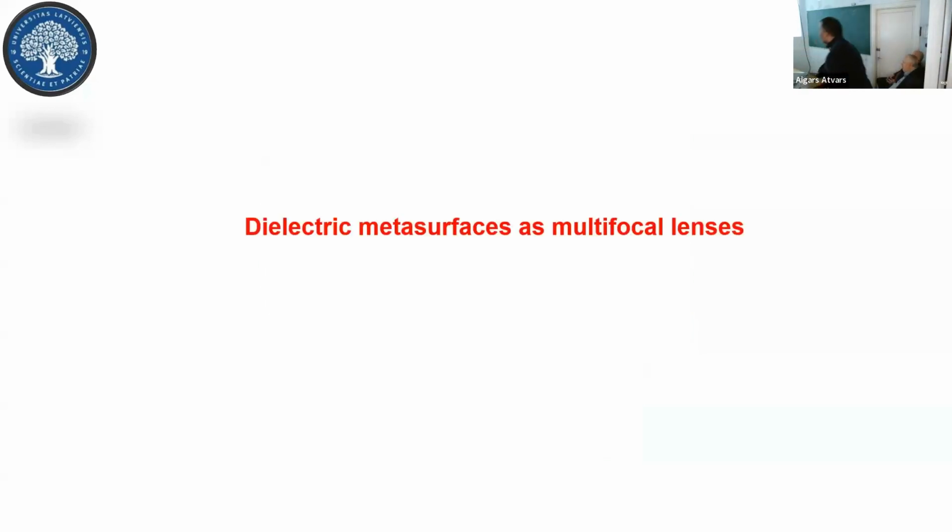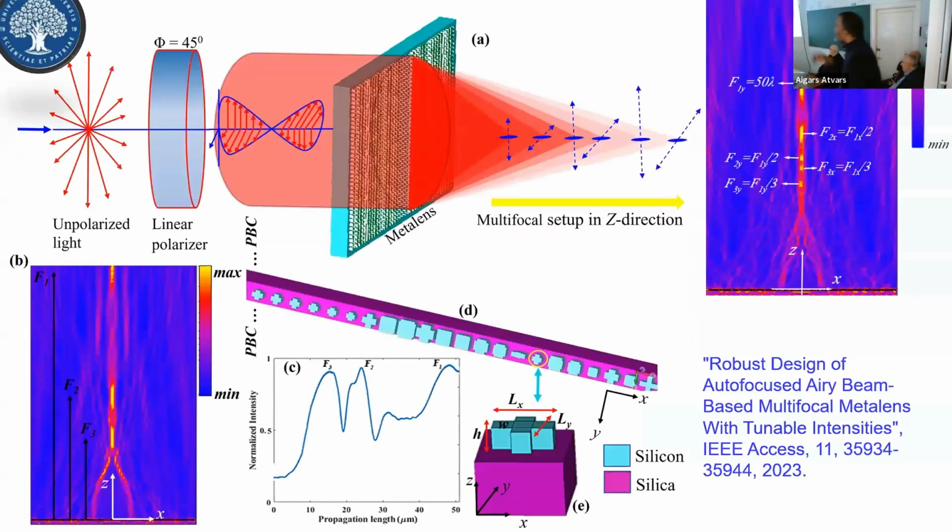Okay, the last part of my presentation. Apart from these diffractive phase elements, I have also concentrated on a very hot theme of research: metasurfaces, metamaterials and metalenses. Recently we developed a metasurface. This is an experimental result published in a recent journal, IEEE Access. This is the metasurface, made up of silicon metaatoms. These are cross-shaped silicon metaatoms, and this metasurface acts as a multifocal metalens.